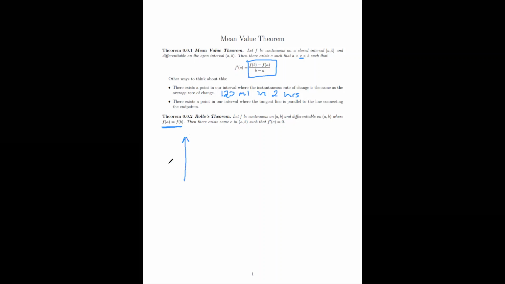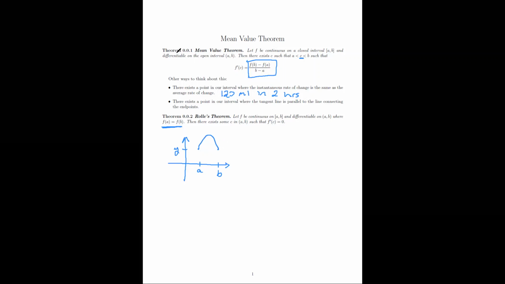Let's say I've got a function and I know where the endpoints are. So here are my endpoints a and b, and they both are at the same value y. There are a couple of options here. Either I could just be a constant function connecting them, then my derivative is 0 everywhere. I could also go up from a. If I go up from a though, in order to get back down to b, I have to turn around at some point. And at that point, when I'm switching from positive slope to negative slope, I'm going to have a derivative of 0.